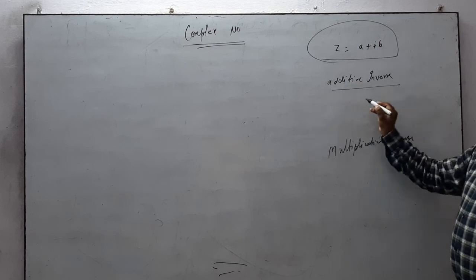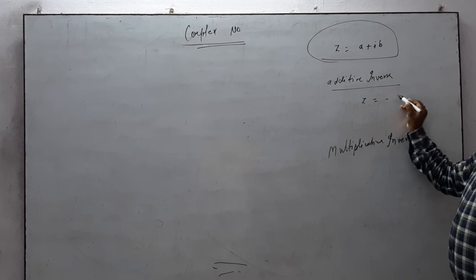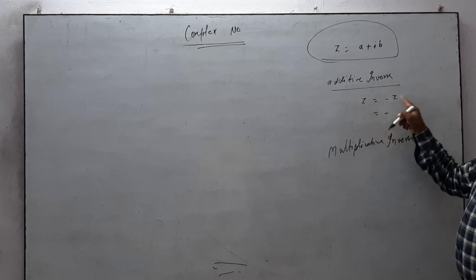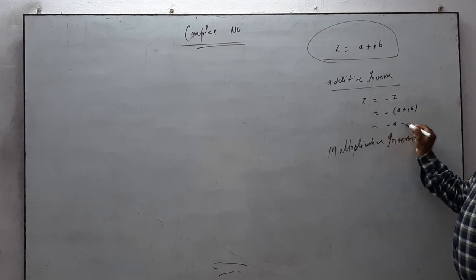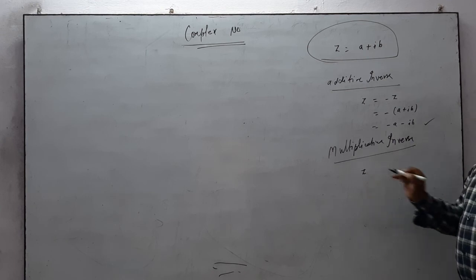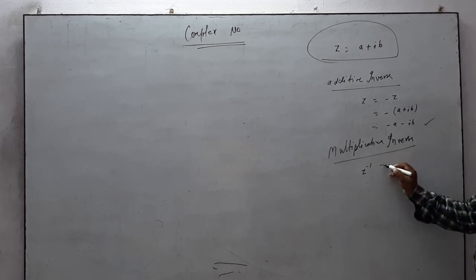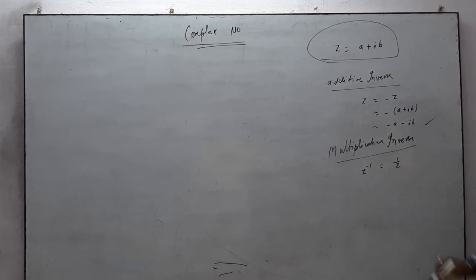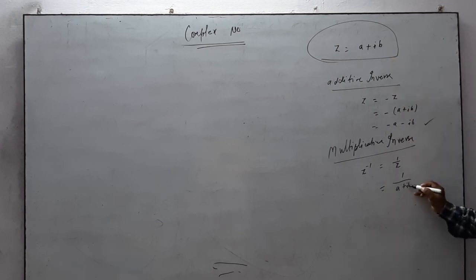Now look here, students, the additive inverse of z is denoted by minus z. That means, if z is a plus iota b, then minus z is minus a minus iota b. This is the additive inverse. And the multiplicative inverse, where z is a complex number, is denoted by z inverse, and z inverse means 1 upon z. Now z is given in a plus iota b form, but now there is a complex number in the denominator, so rationalize.